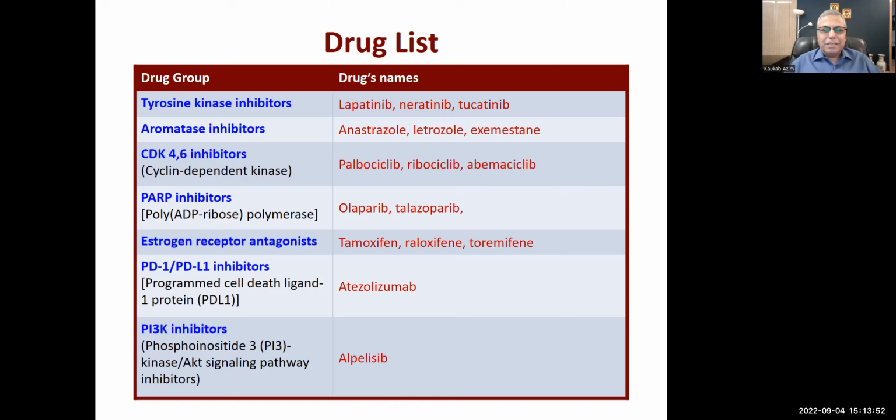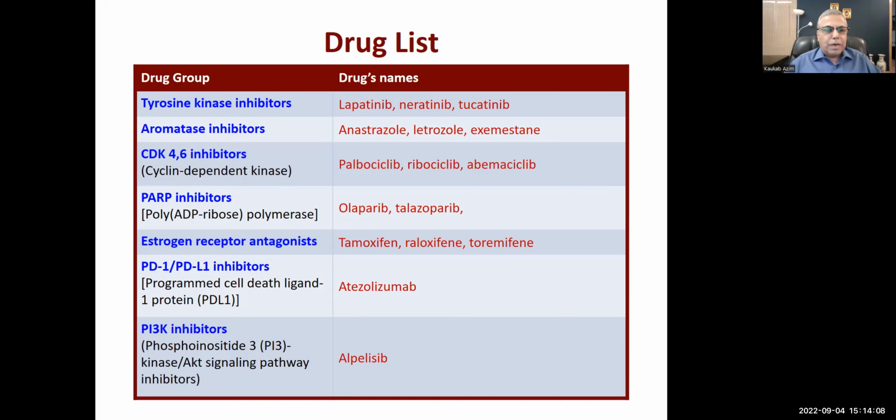And it is an agonist in the bone as well. Being an agonist in the bone is a good thing, but being an agonist in endometrium is problematic because that could lead to endometrial cancer, but we still use this drug.